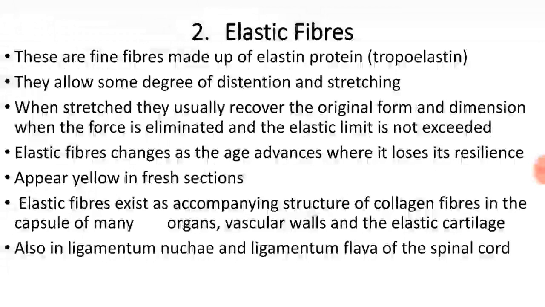Kwa mfano in vascular walls. In vascular walls, some degree of elastic distension is needed. So, elastic fibers exist there as accompanying structure of collagen fibers in the capsule of many organs, vascular walls, and elastic cartilage. So, in organs ambapo high tensile strength is needed and some degree of distension is needed, both elastic fibers and the collagen fibers may be found there.